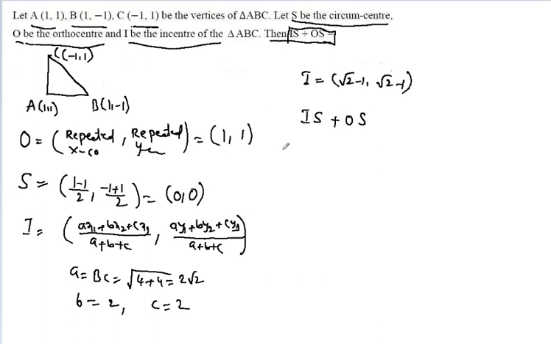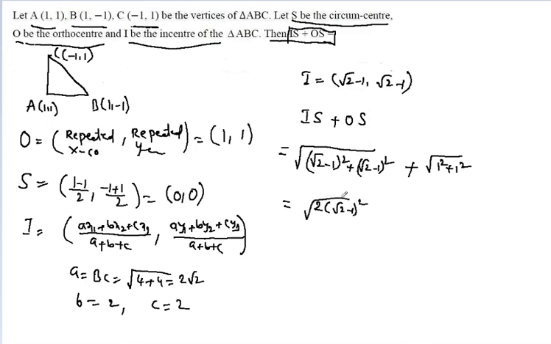Now we find IS plus OS. I is (root 2 minus 1, root 2 minus 1) and the circumcenter S is (0, 0), so IS is the root of x square plus y square, that is root of 2 times (root 2 minus 1) whole square, plus OS, the distance from the orthocenter to the circumcenter, that is root of 1 square plus 1 square, which is root 2. Take root 2 common: root 2 times (root 2 minus 1 plus 1). The minus 1 and plus 1 cancel, so we get root 2 into root 2, that is root 2 whole square, which equals 2.